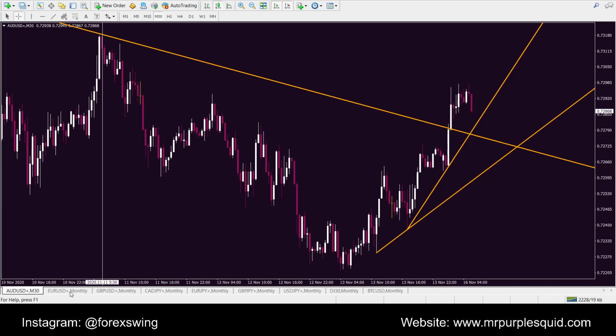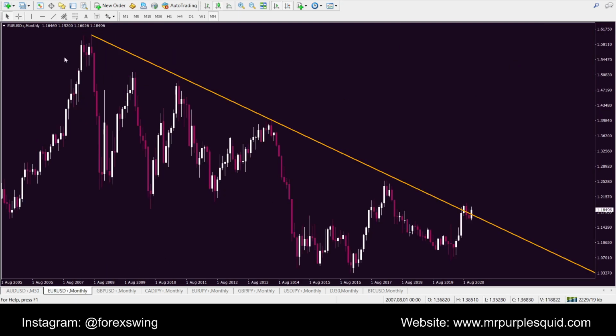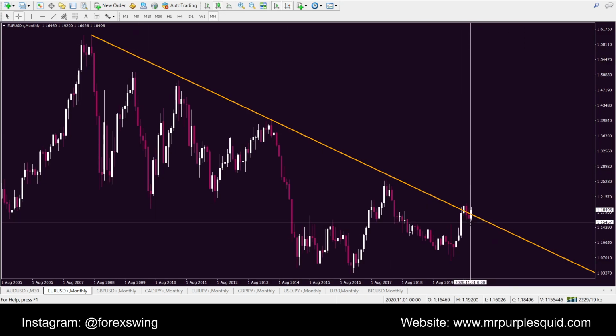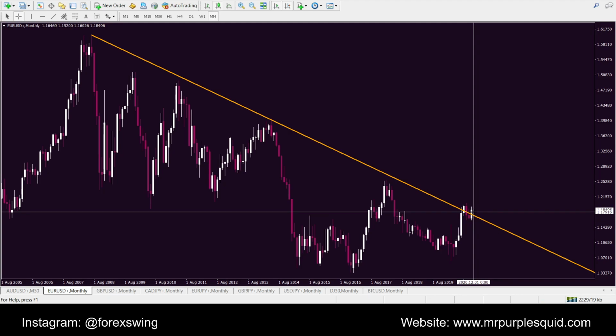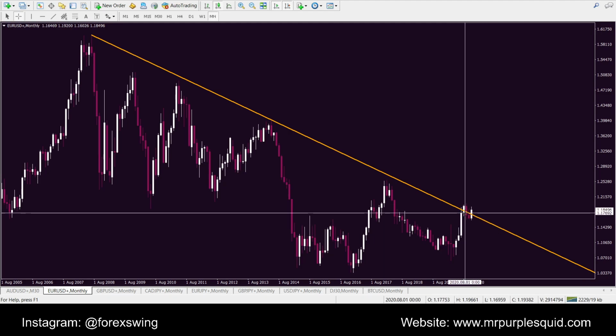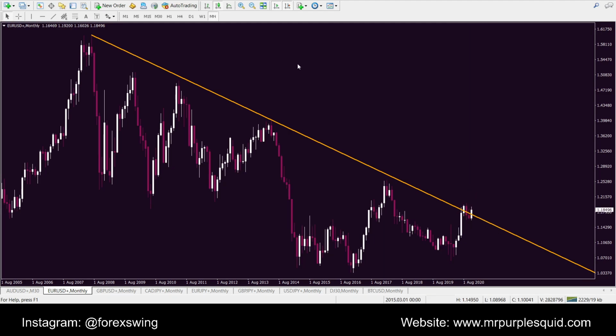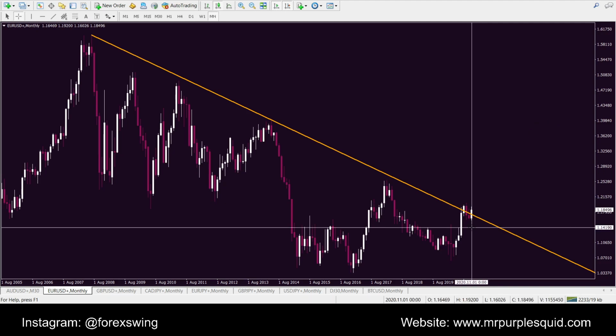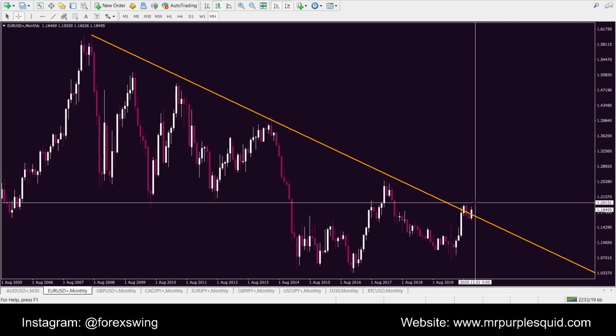So moving on to Euro USD monthly again, similar setup. Trend line, price flirting with the trend line right here. So let's see if we get a break up of this. For me that would suggest that the trend will continue up, and not just any break. I have other conditions too, but I'm just saying based on the monthly.